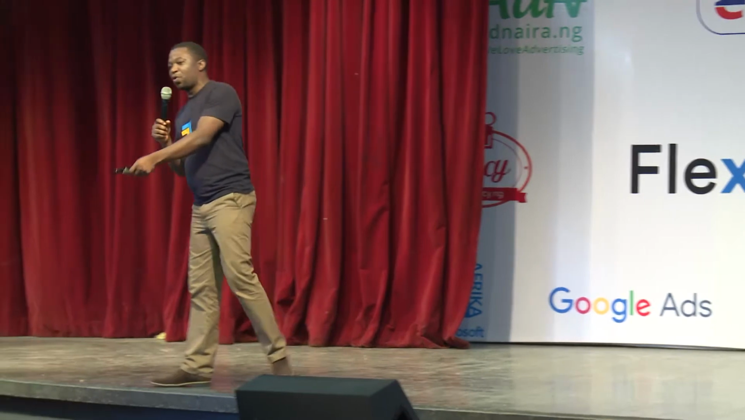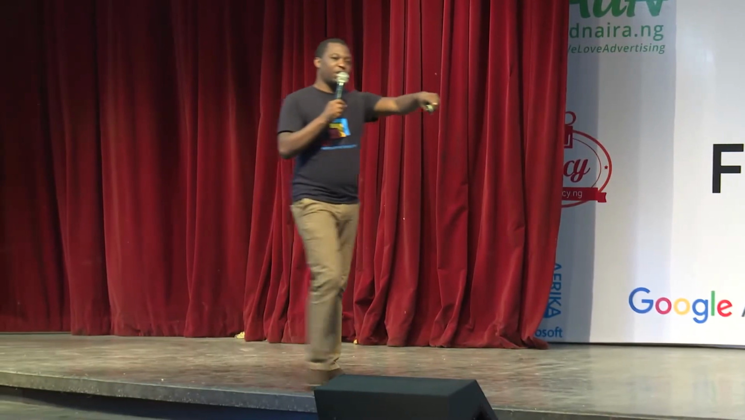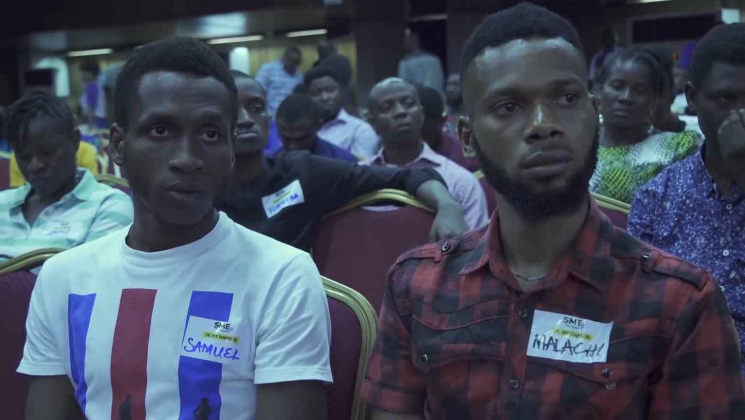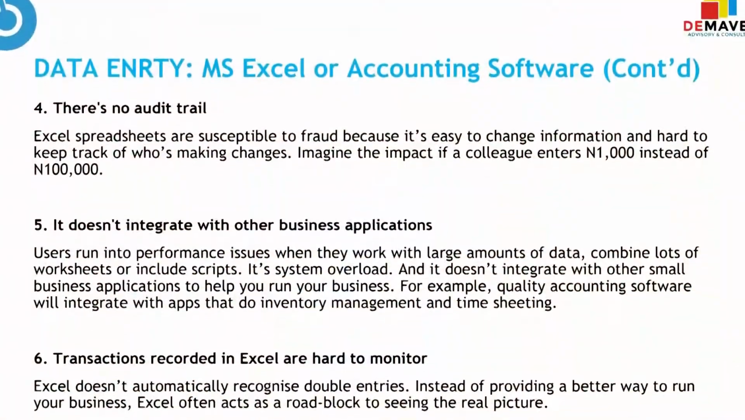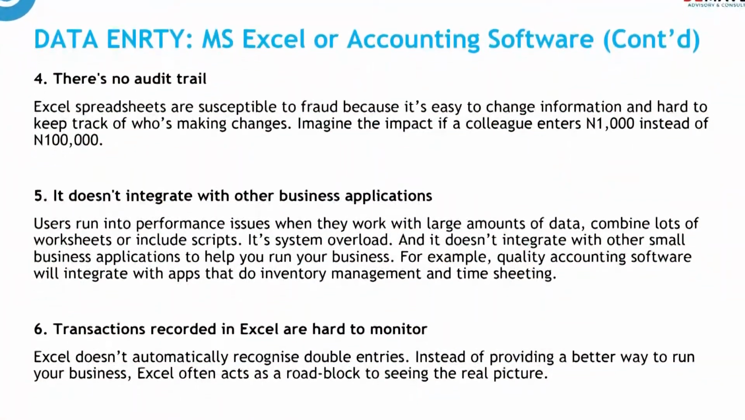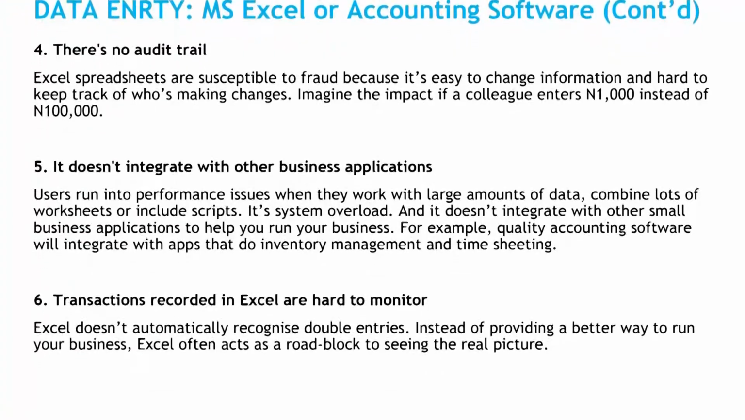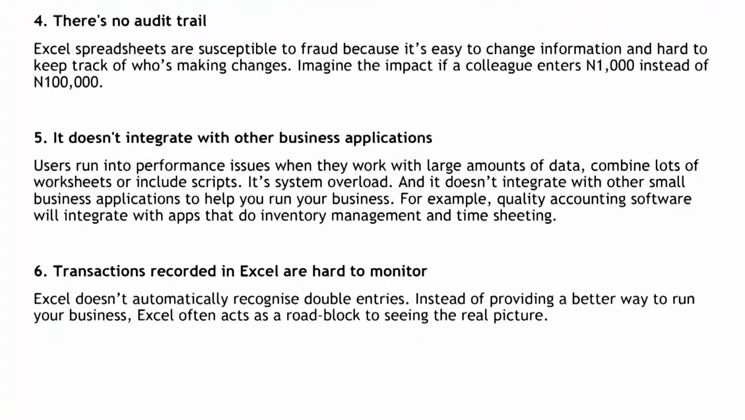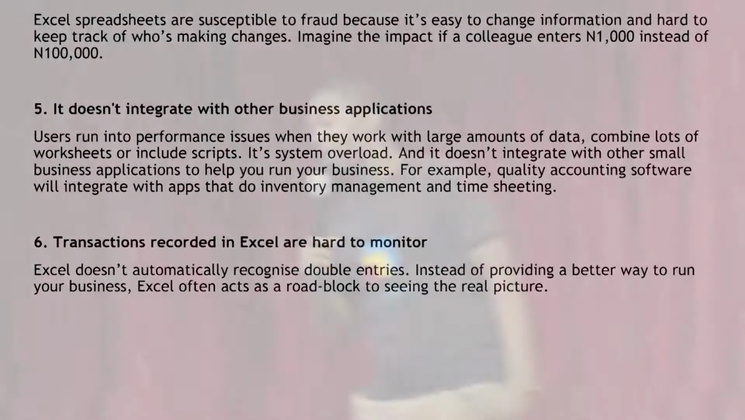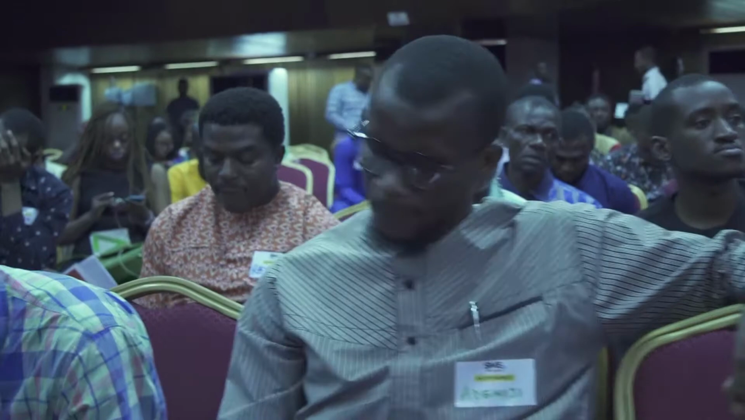There is no audit trail when you are using Excel. If your employee A does something on that Excel, there's no way you can tell. No way you can tell. But if you are using accounting software, everybody has users. Everything is recorded. We call it a log. The next thing is it doesn't really integrate with other business applications. Yes, you cannot really integrate Excel with other applications. Transactions recorded in Excel are hard to monitor very well. You cannot track what you have on Excel.